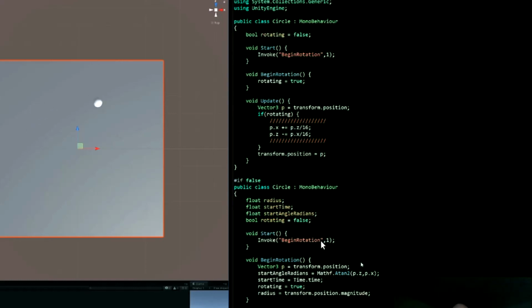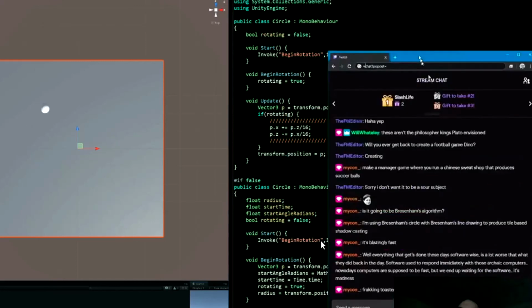This is a very old trick. It's a really old trick which would allow you to draw circles really fast on very old hardware, even if you didn't have floating point.